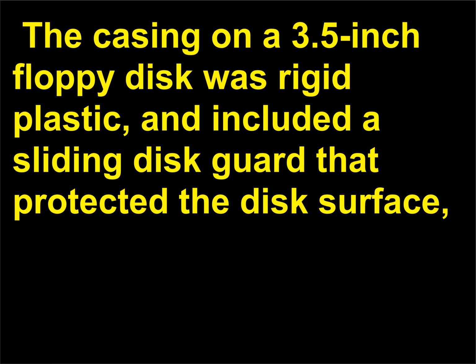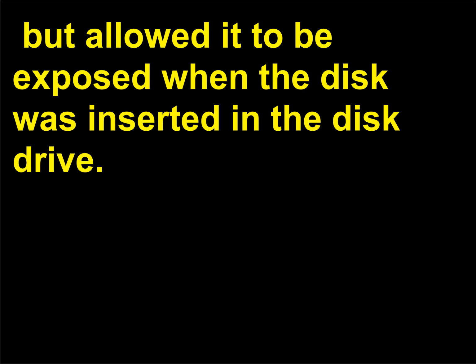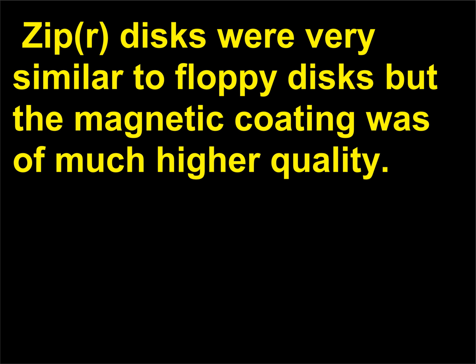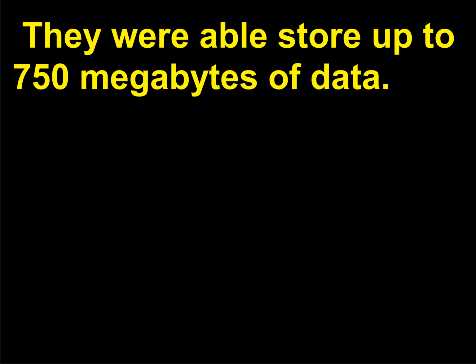The casing on a 3.5-inch floppy disk was rigid plastic, and included a sliding disk guard that protected the disk surface, but allowed it to be exposed when the disk was inserted in the disk drive. This protection, along with the increased data storage capacity, made the 3.5-inch disk the most popular. Zip disks were very similar to floppy disks, but the magnetic coating was of much higher quality. They were able to store up to 750 megabytes of data.